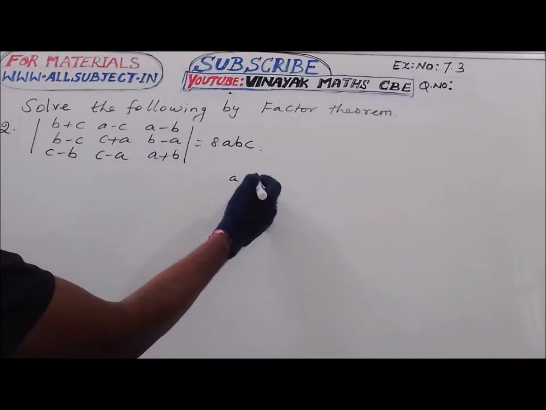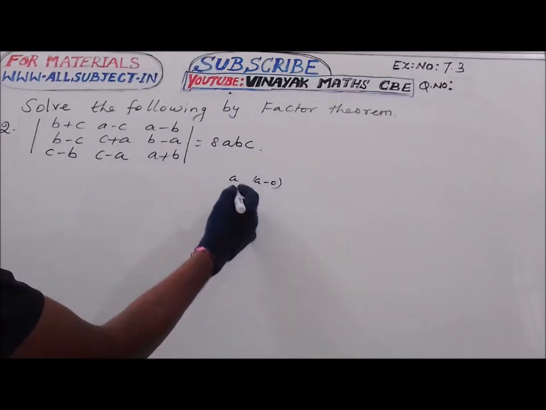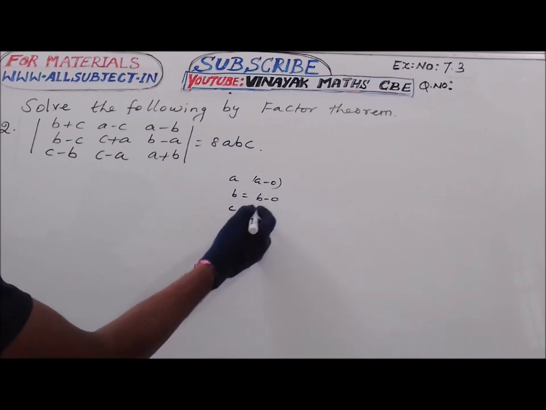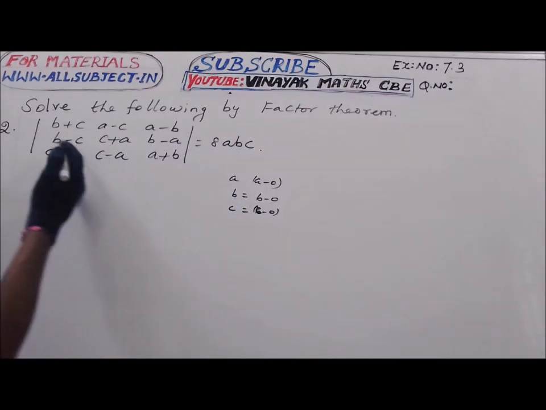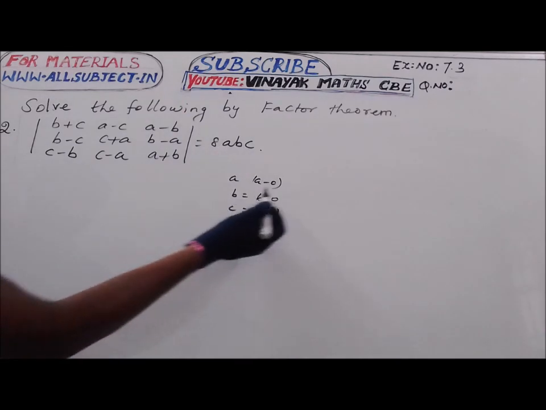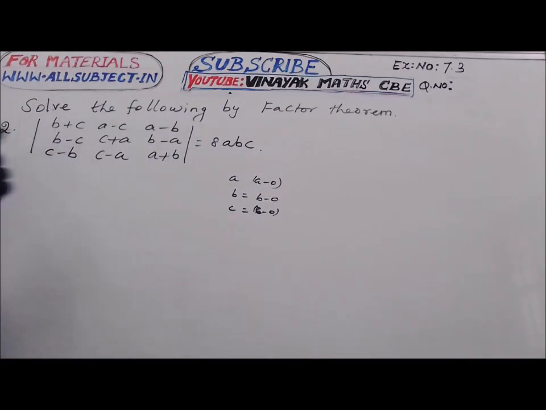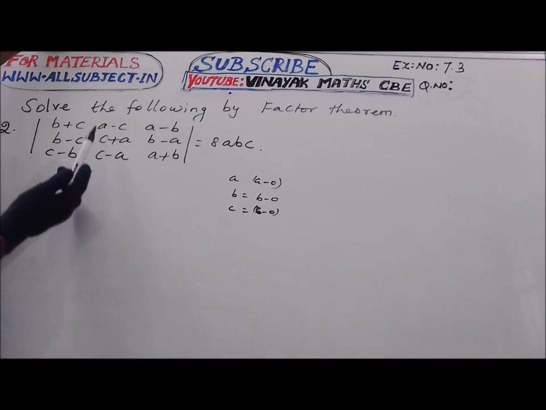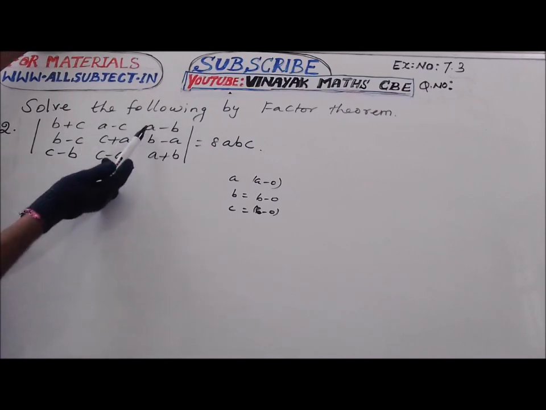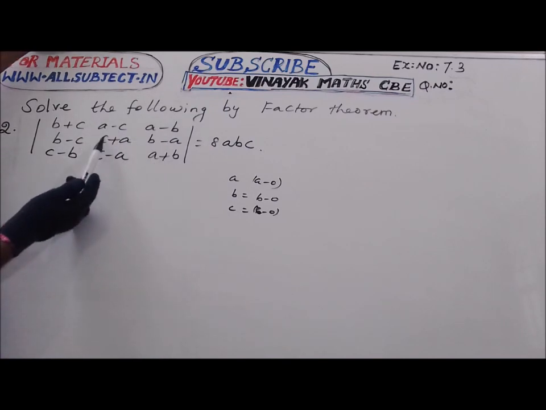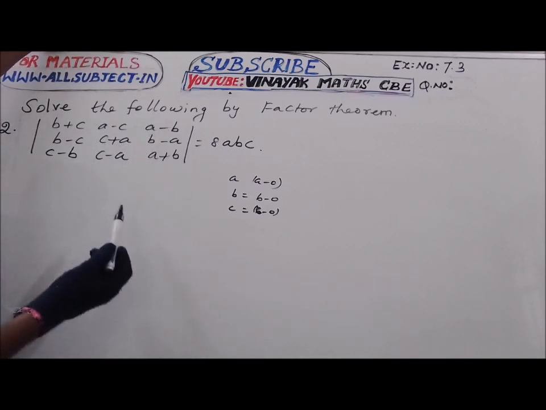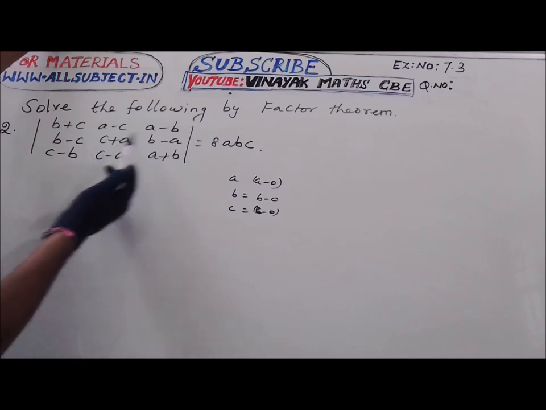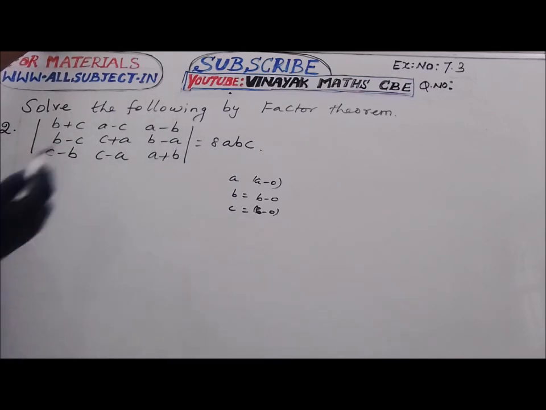So a is a factor means a minus 0 is a factor. For the factor b we can write it as b minus 0. For c we can write it as c minus 0. So substituting a equal to 0 in this, we will get a as a factor. Substituting a equal to 0 here, the first row remains 0, 0, 0, then here remains minus c, c, c, and here minus b, b, b. That means these two are proportional, so the determinant is 0.